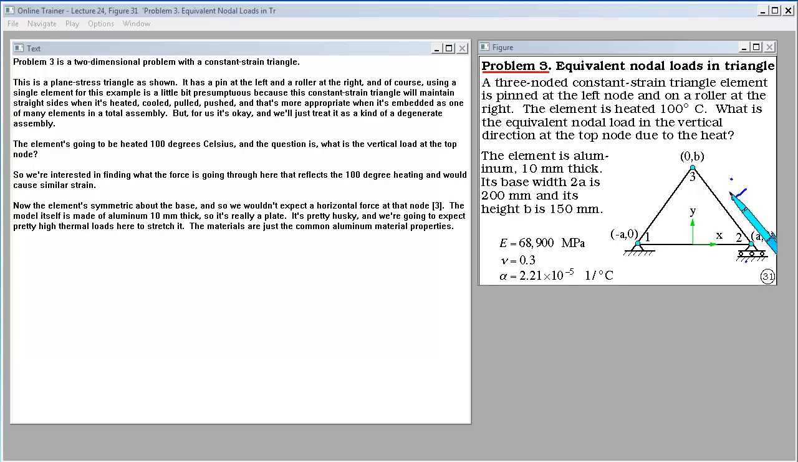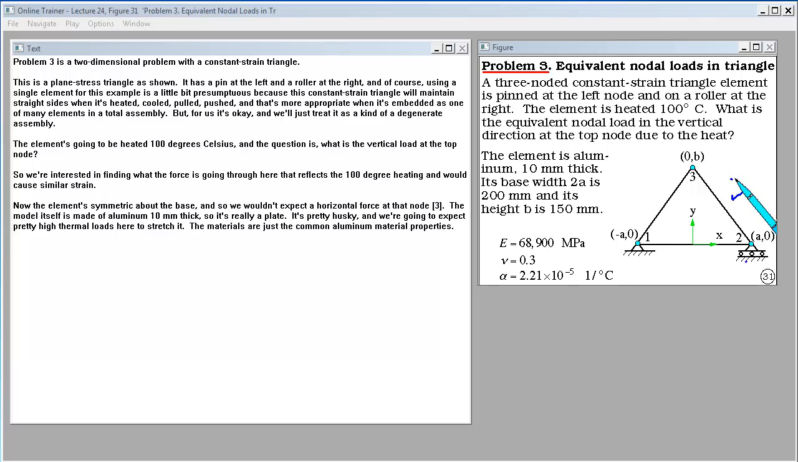Of course, using a single element for this example is a little bit presumptuous, because this constant strain triangle will maintain straight sides when it's heated, cooled, pulled, pushed, and that's more appropriate when it's embedded as one of many elements in a total assembly. But for us it's okay, and we'll just treat it as a kind of a degenerate assembly.